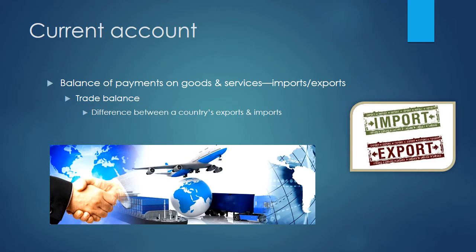Current account, so within that first one, balance of payments on goods and services. What we are really talking about here are imports and exports. So that's what I want you to put next to that for number one. Imports and exports. When we import something, that means people in one country are buying things from another country, so they're bringing it into them, they're importing it. Exports are when we sell something to another country. And so each one of those will affect our balance of payments on goods and services.